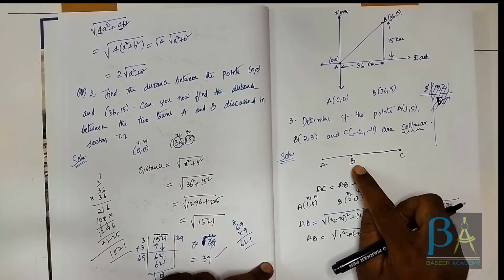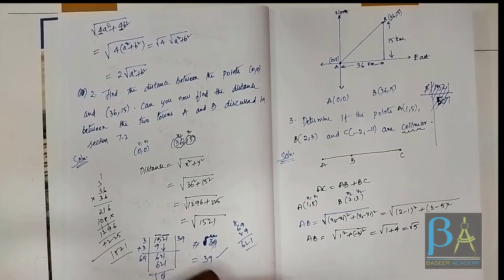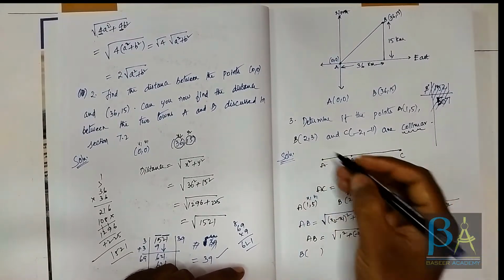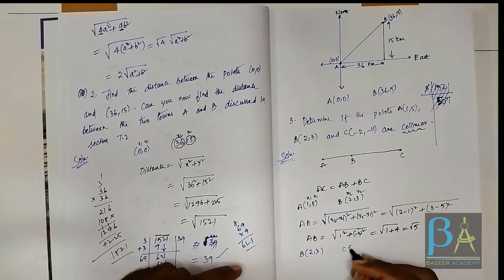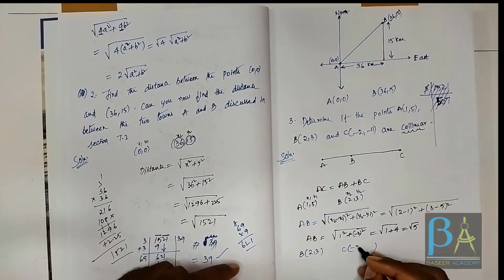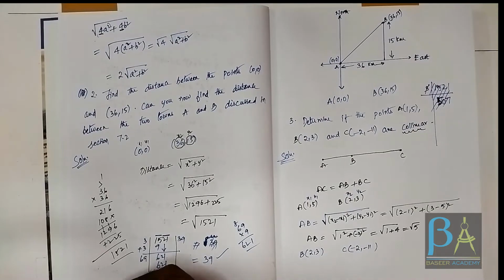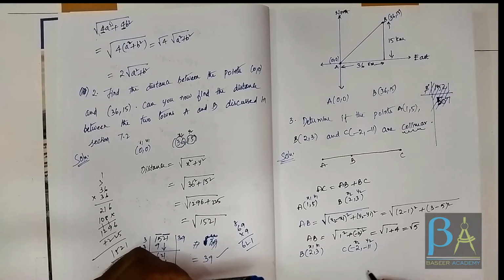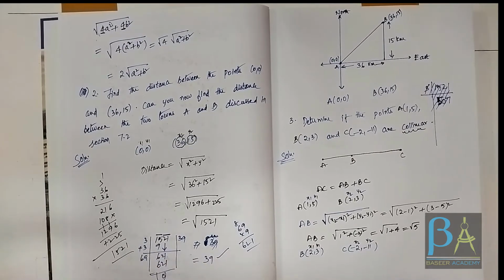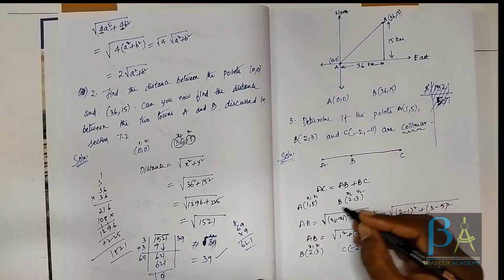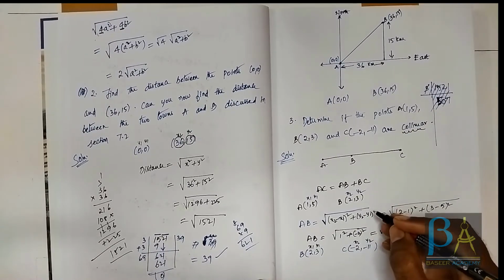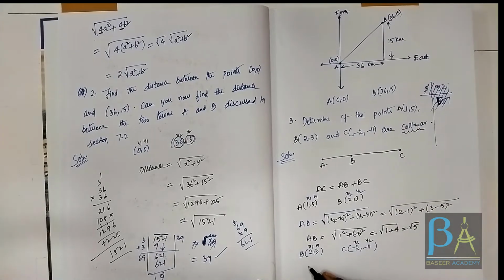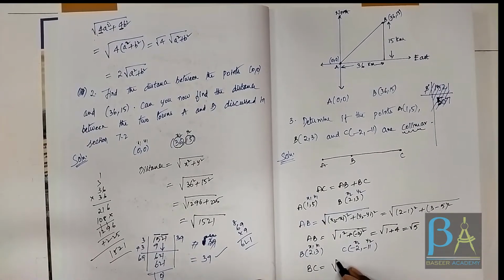Let us also find the distance between point B and point C. Let me first write point B and point C. Point B is given as 2, 3, and point C is given as minus 2, minus 11. Let us say this is x1, y1 and this is x2, y2. Let us find out the distance. Now every time I am not going to write the distance formula. I will do it a little more straightforwardly from here.